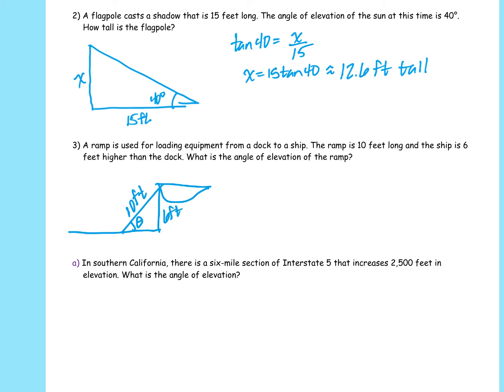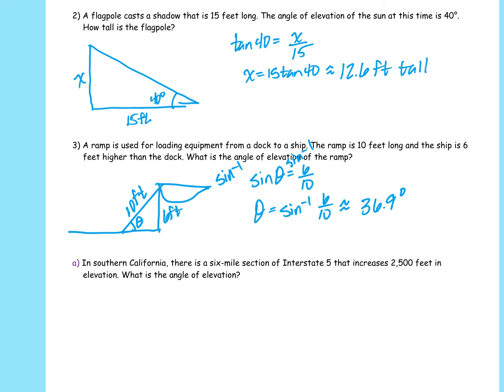So this looks like it's sine. So sine of theta is going to be 6 over 10. Did I do that one right? Yes, I did. Okay. So sine inverse. Theta is going to equal sine inverse of 6 over 10, which is approximately 36.9 degrees. Does anyone have any questions so far? We're doing okay? Not too bad?